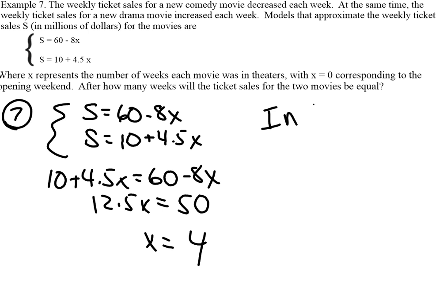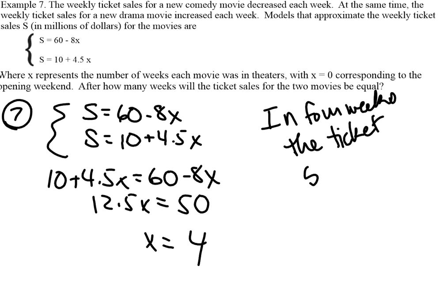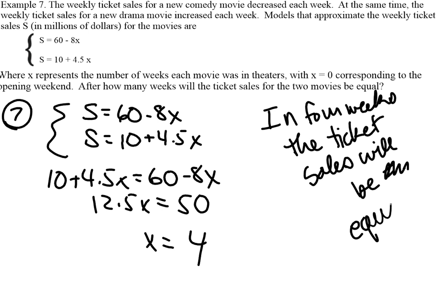And so notice I'm also writing kind of an answer that goes with these. So in 4 weeks, the ticket sales will be equal. Maybe I should write that as a word too. Equal. As a little sentence there.